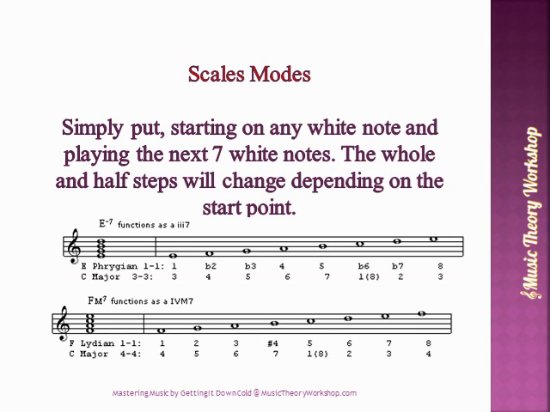Simply put, starting on any white note and playing the next 7 white notes is a mode. The whole and half steps will change depending on the starting point. Let's look at starting on the E of a C scale. This is the third note, and we can play the third note, all the white notes. But you see what happens here? We now have 4 instances where we've changed the intervals, or the steps, and we have 4 flat conditions. If we start on F and play those same white notes, we now see that we have changed the 4th note of that scale to a sharp.